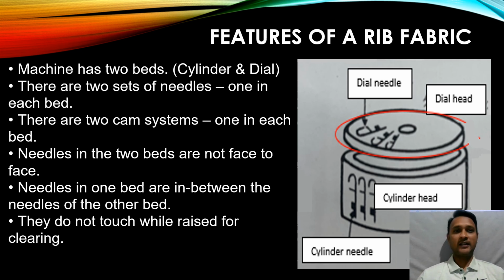For manufacturing a rib fabric, we need two needle beds. One we call the cylinder bed, and the other we call the dial bed. Since there are two needle beds, we need two sets of needles and two sets of cam systems, and moreover the needles in the cylinder and dial will not face each other. They will be diagonally placed.